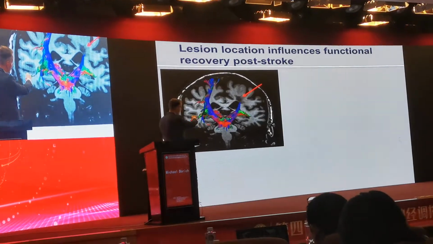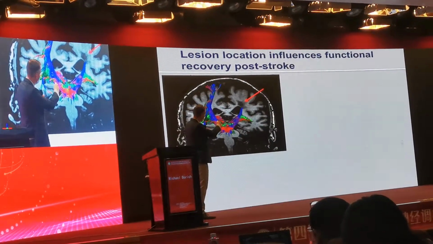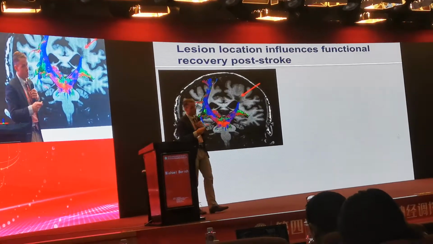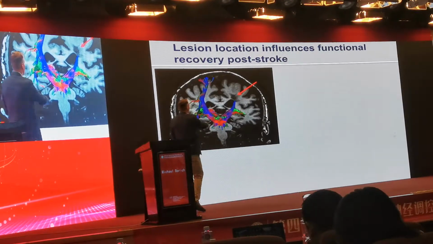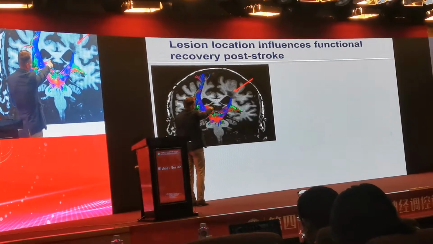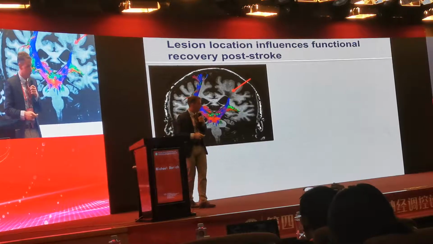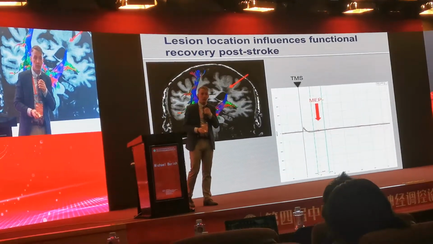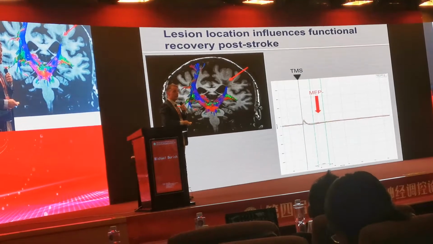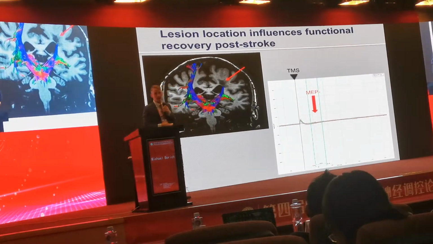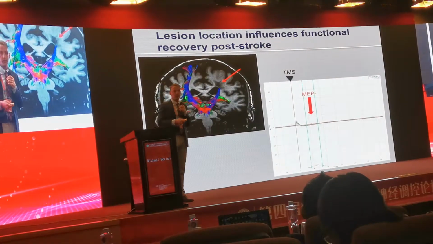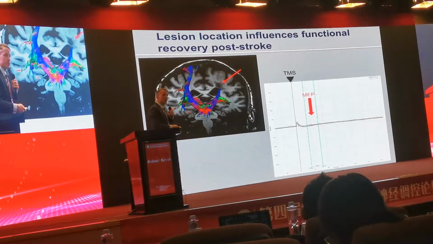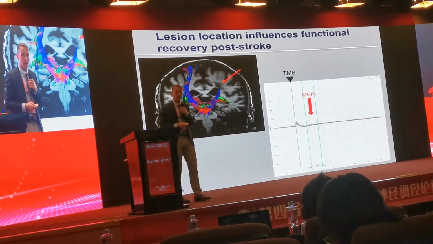This is an example of some of the diffusion tensor imaging work where we perform tractography of the corticospinal tract bilaterally, both in the non-stroke hemisphere and then the stroke hemisphere, which is indicated in red. And in these individuals, if we perform TMS, we actually don't see any peripherally evoked response. We see what we call an MEP negative. No matter how hard we stimulate, we don't get a response.